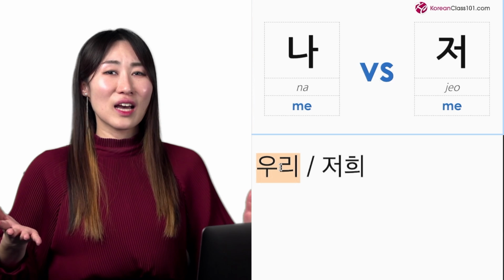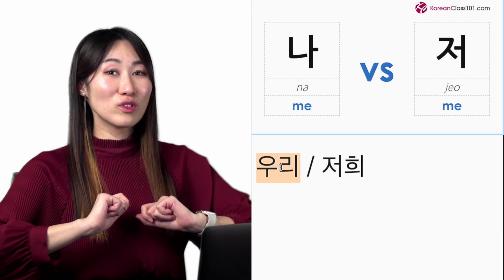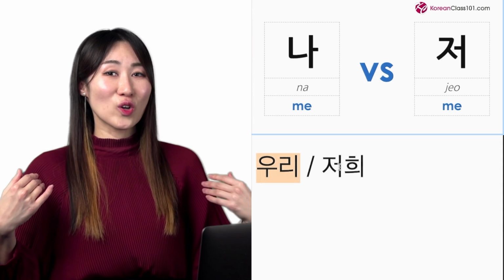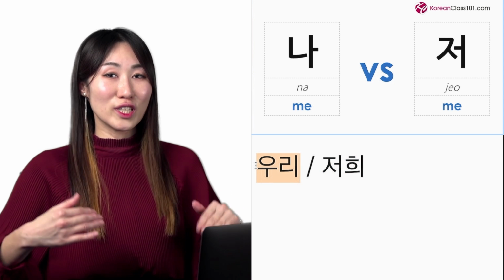But imagine I'm talking about exactly the same thing to my younger sister. Then I wouldn't use 저희. 저희가 제일 좋아하는 것, no, 저희, too formal. I would just use 우리.